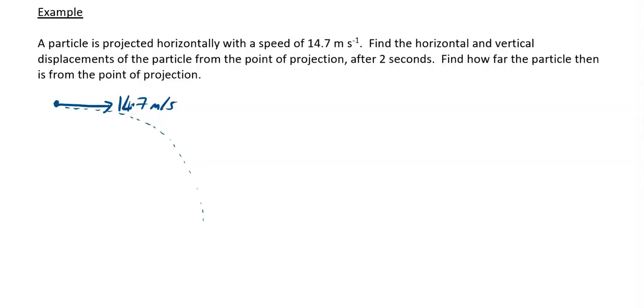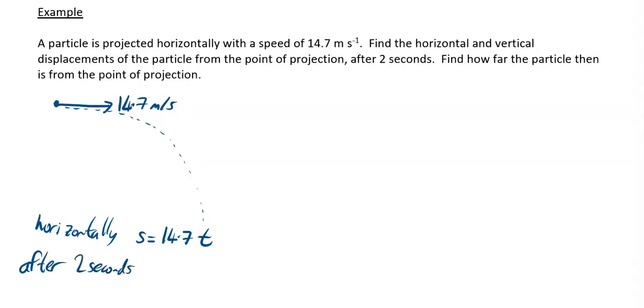So horizontally, first of all, your displacement S is basically distance equals speed times time. So your speed is 14.7 and your time we're going to say is t seconds. It says after 2 seconds, so after 2 seconds, S is going to be equal to 14.7 times 2, which works out to be 29.4 meters. So that's what's happening horizontally.